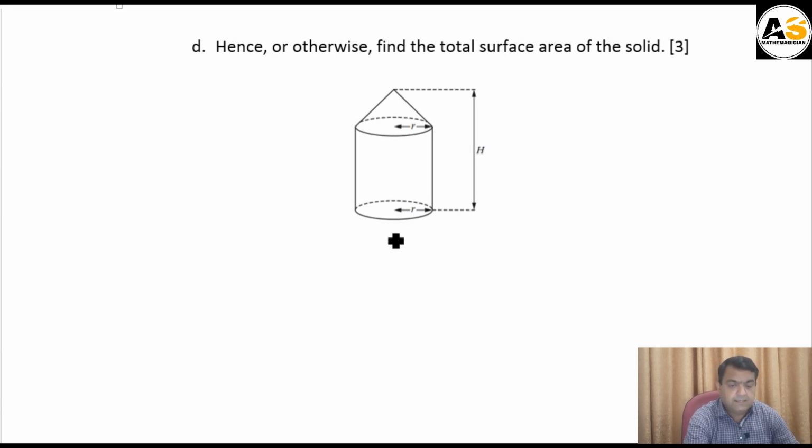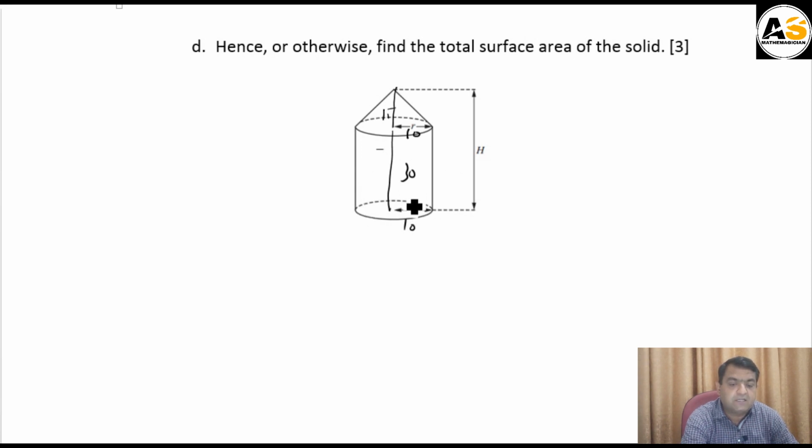What is this? This R is 10. What is this? This is 15. What is this height? This height is 30. And this R is also 10. Surface area of the solid is this base area plus this curved area of the cylinder, 2 pi RH.